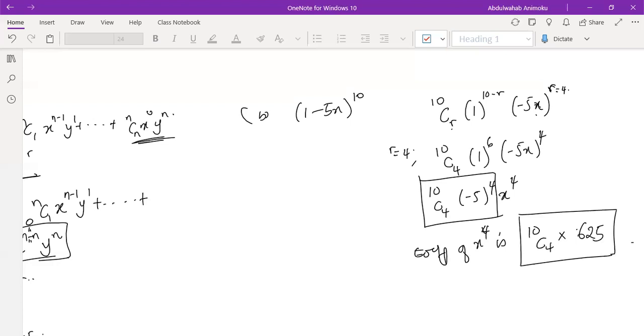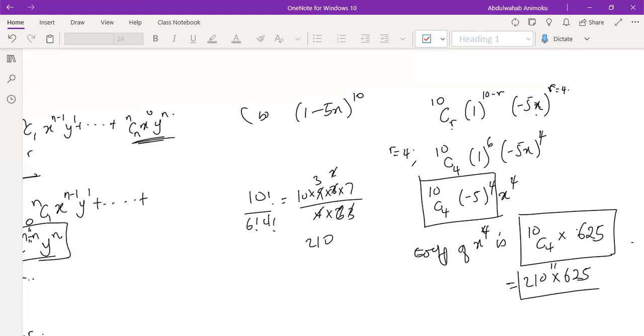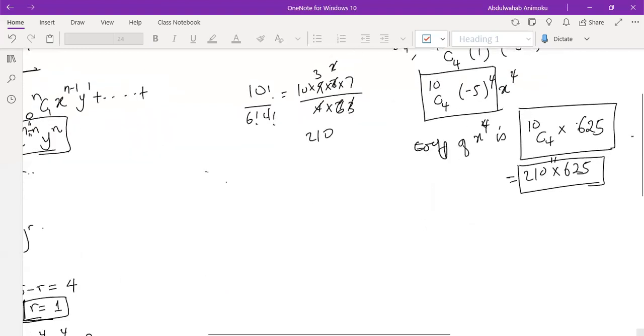Okay, so we can find 10 combination 4, which is 10 factorial over 6 factorial 4 factorial. It's actually a big number, times 7 all over 4 times 6. So this will give us 2, 3. So it's 210, right? So the answer is 210 times 625. Okay, for this particular problem. Now let's look at the last one. Let's look at the last problem.